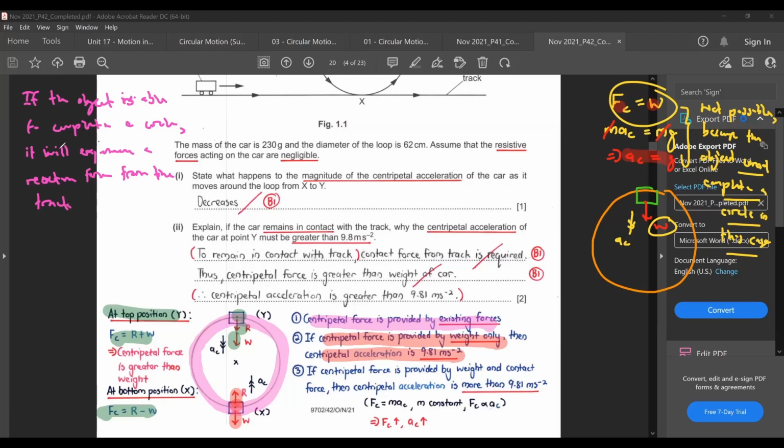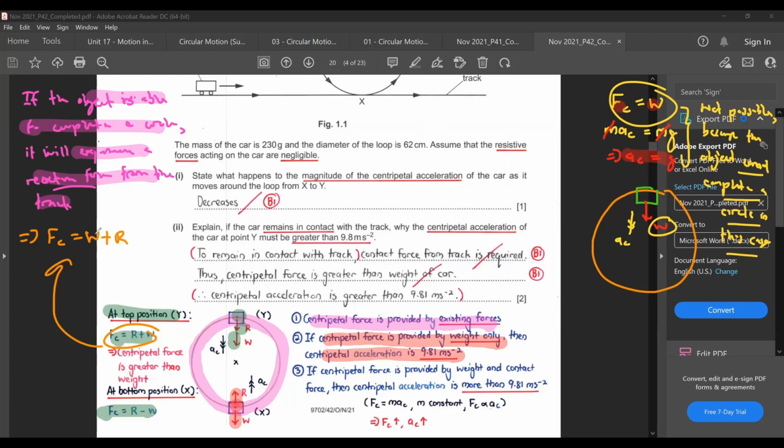Okay, so if the object is able to complete a circle in the first place, it actually will experience a reaction force from the track, because if you are able to complete a circle, your object is in contact with the track the whole time. So because it's in contact with the track the whole time, it must have a reaction force. So in my case here, my Fc will be W plus R, which is actually what I wrote here.